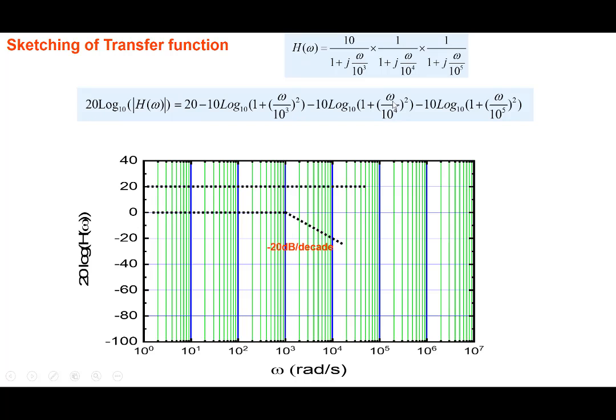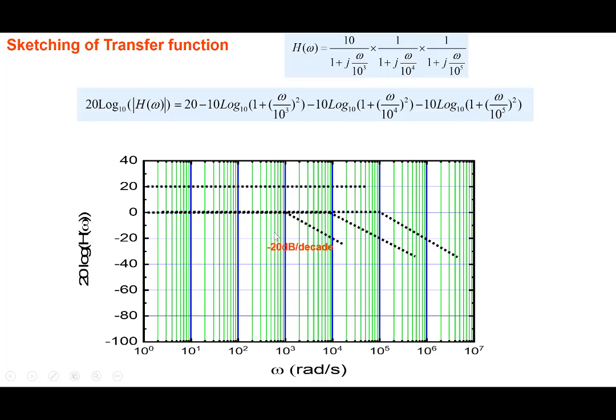The next term will remain 0 till 10 to the power 4, so it would look like this. The corner frequency is 10 to the power 4 here. And for the last term, the corner frequency is 10 to the power 5. So we have each individual term sketched out.